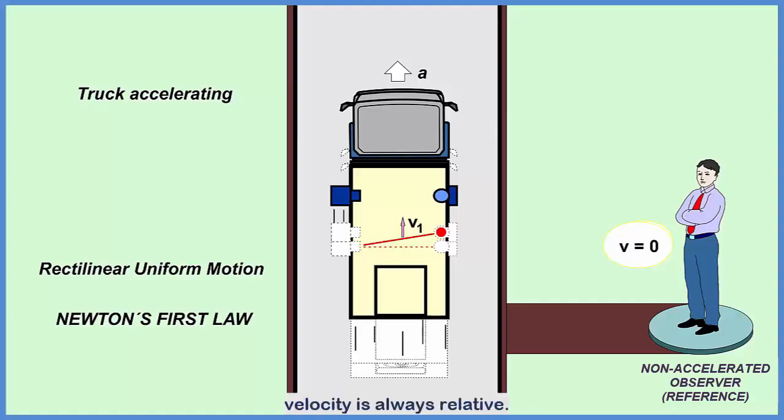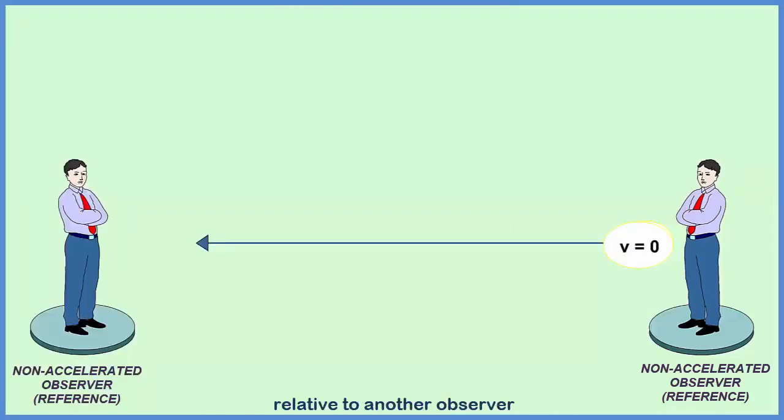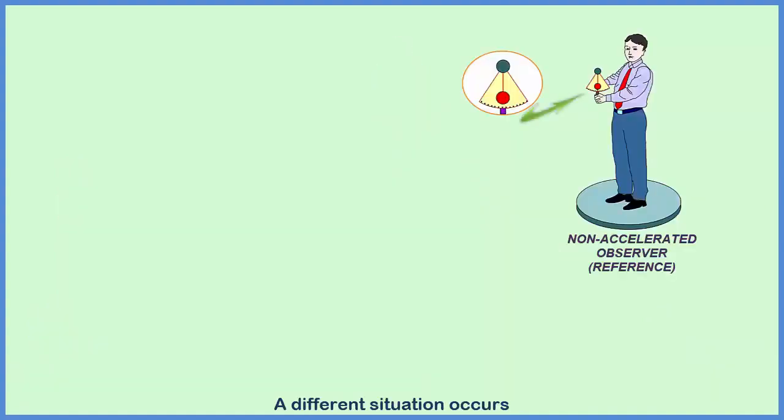This happens because velocity is always relative. A non-accelerated observer has velocity 0 relative to another observer if their velocities are equal. If the velocities are different, the velocity of that observer will be 0 only relative to a third one. A different situation occurs with acceleration because the observer can differentiate acceleration from non-acceleration using an accelerometer.